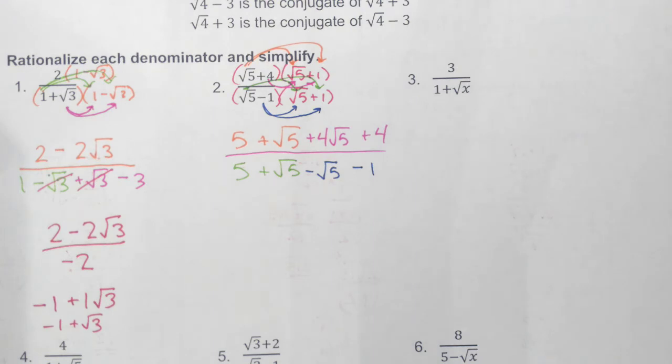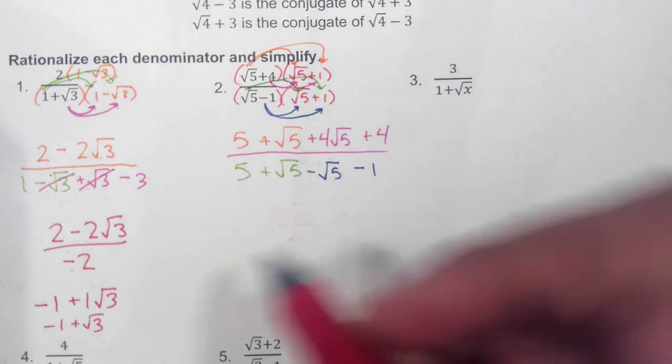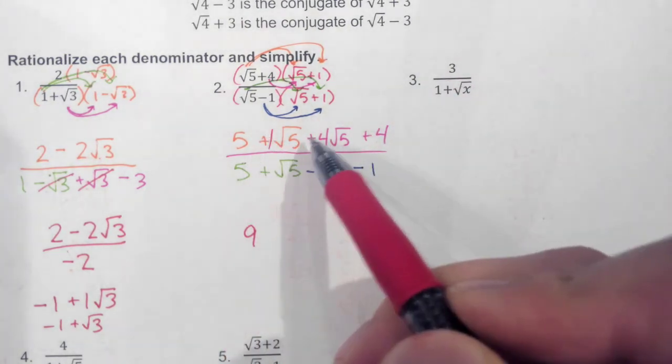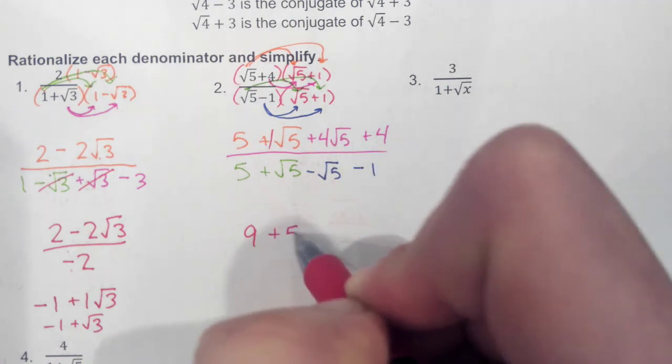Okay. So let's look at what we have on top there. On top, we've got 5 plus 4, so that's 9. And then we have the understood 1 square root of 5 plus 4 square roots of 5. So that's going to be 5 square roots of 5.